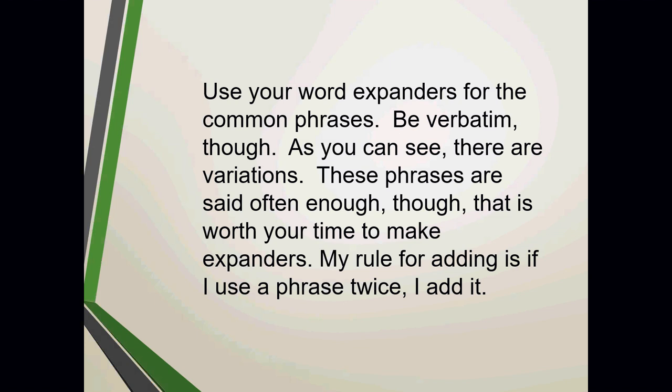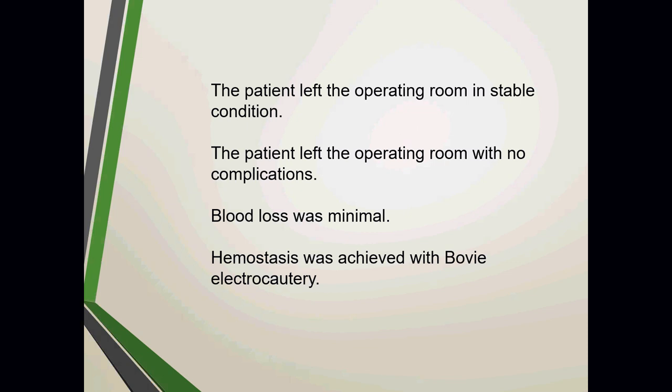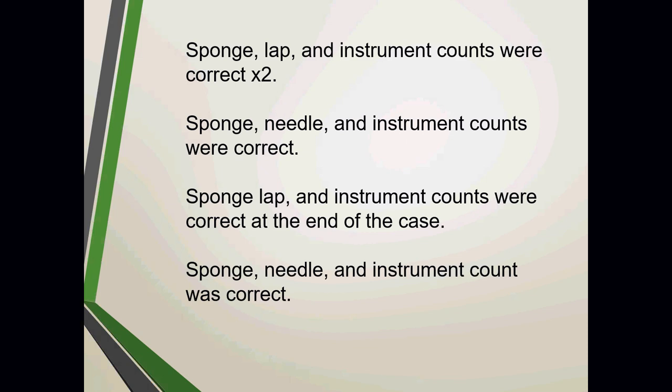Make sure you're spelling everything correctly. Be verbatim. Make sure that when you use your expansions, it is exactly what the dictator is saying. My rule for adding is if I use a phrase twice, I add it. It's worth it. A couple more you'll hear over and over again: left the operating room in stable condition, no complications, blood loss was minimal, hemostasis was achieved with Bovie electrocautery. If you just think about how many times you will write that over your career and how long it would take you to make an entry, it's just so worth it.